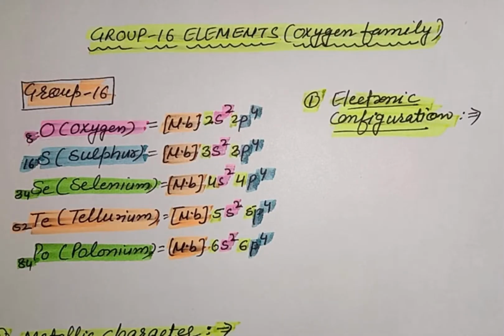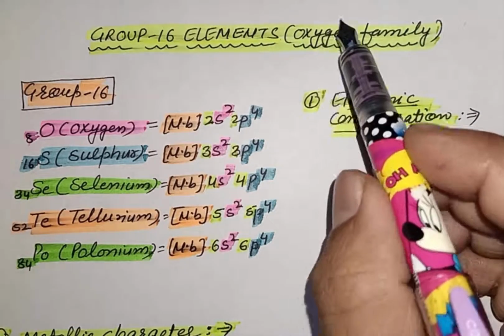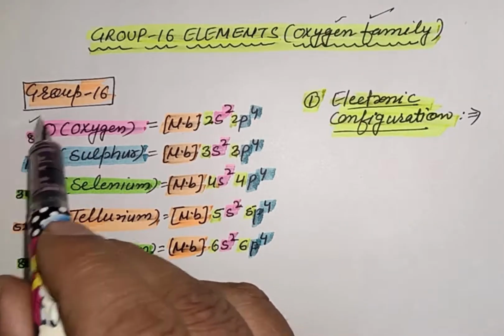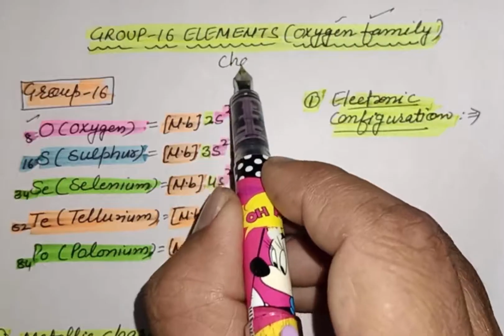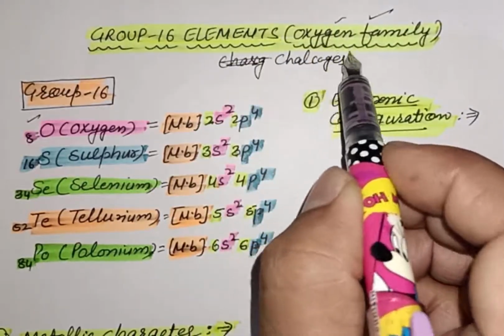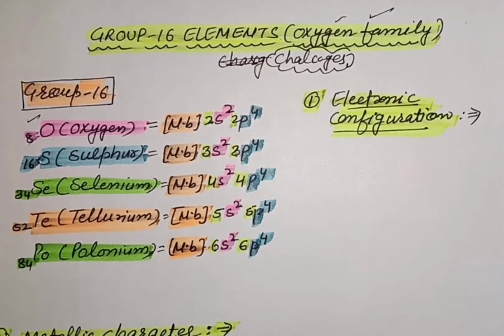The next one is group 16 elements. Group 16 elements are also called the oxygen family because the first element of this group is oxygen. They are also called chalcogens because they are ore producing in nature. The ores are basically formed with these elements.